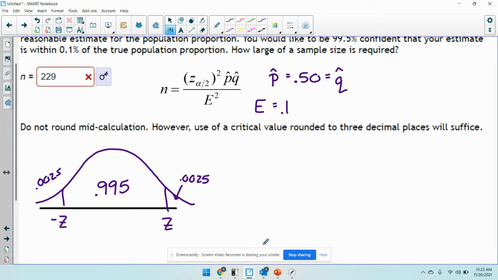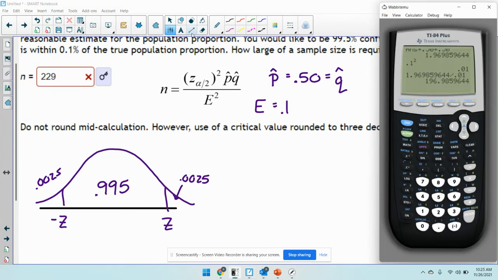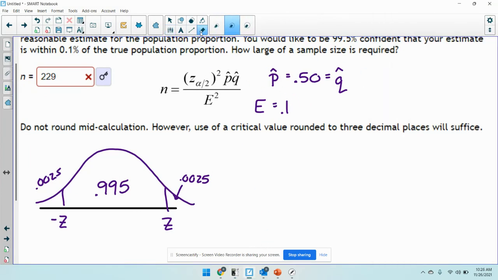Now, wait a minute, that's not exactly correct. Why is that not correct? Well, because my margin of error, I need to translate that to a decimal. That's my mistake. This was 0.1%. So my margin of error should be 0.001. Move that decimal 2 places to the left. Now it should work better.